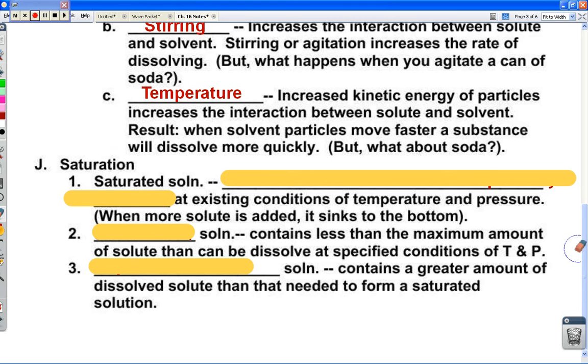Moving on from there, we have saturation. This is a difficult concept, or it has proven to be difficult in the past.